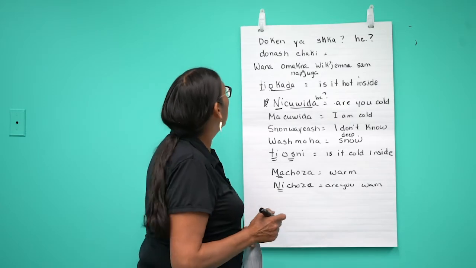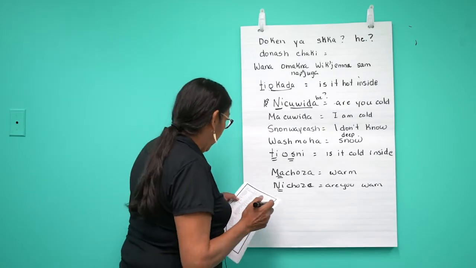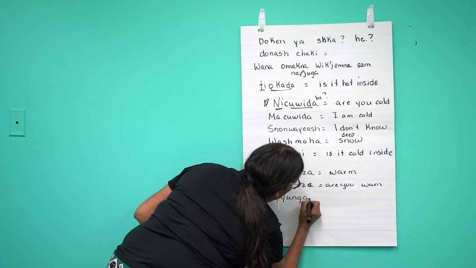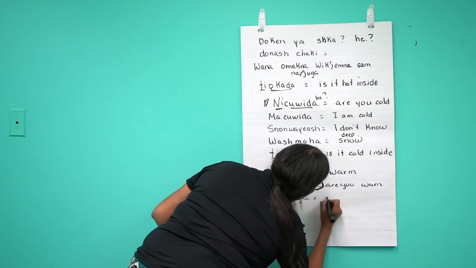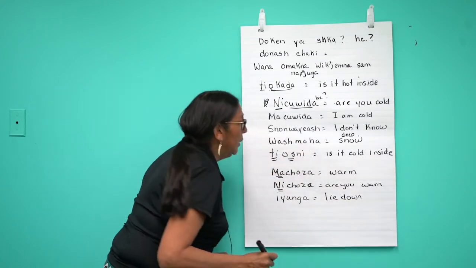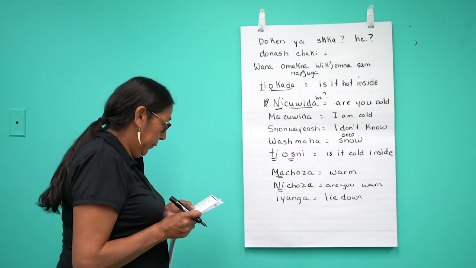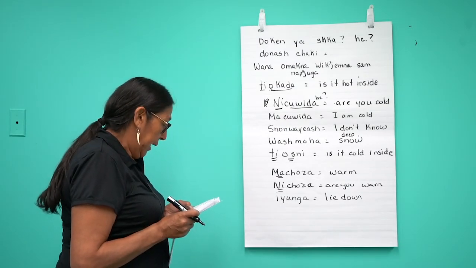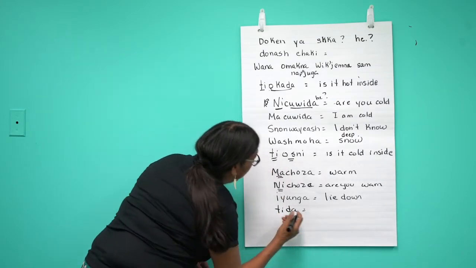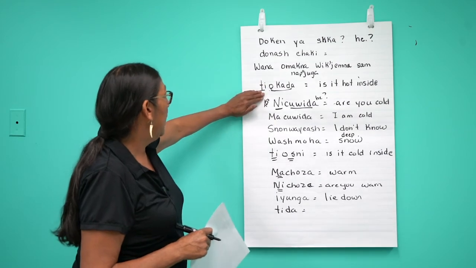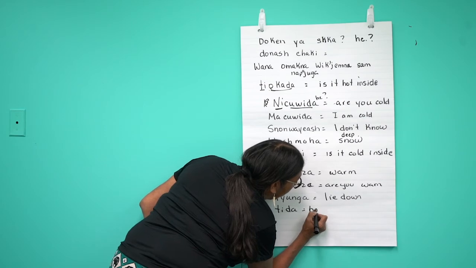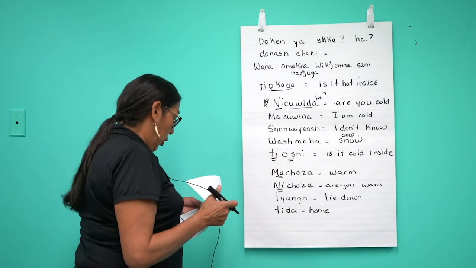Iunga. At nighttime. Iunga, and that is to lie down. To lie down. Iunga. Tida. If you look back at Tiosni and Tiokada, Tiosni, Tida. This is your home. Tida, your home.